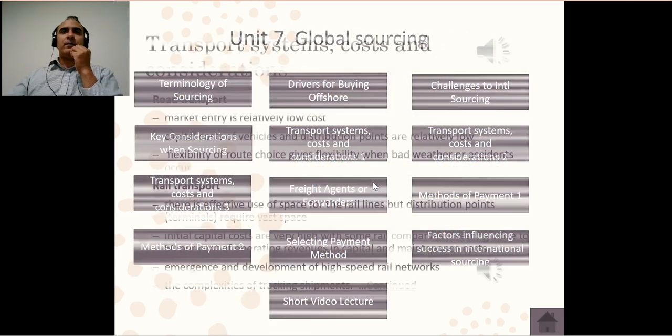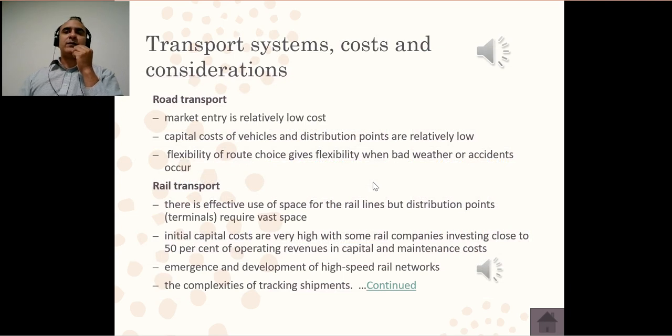So now let's talk about the transportation system. You decide to buy abroad, so you have options. First, road transport, whenever it's possible. For example, in the European Union it is possible because the boundaries between countries are not that high, right? Market entry is relatively low cost. The transportation cost in terms of purchasing the cars or so is not that bad.